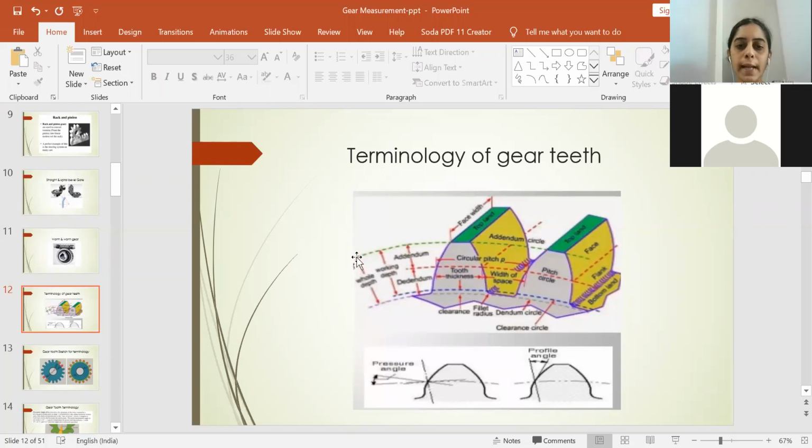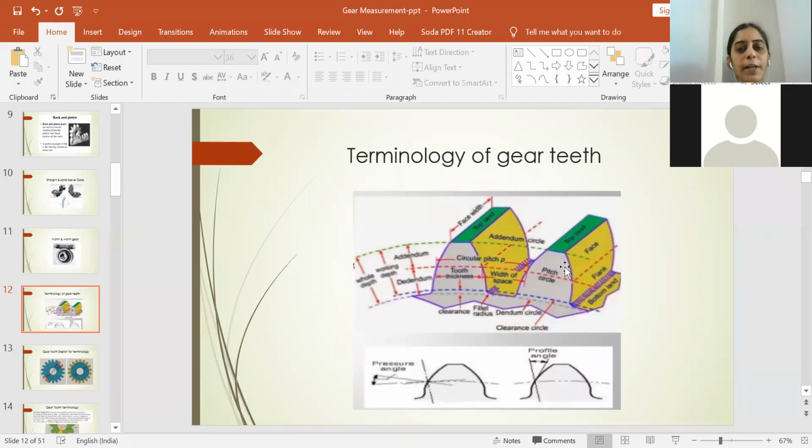So the whole depth will be equal to the distance from the top of the tooth to the clearance value. And when we come to the working depth of the tooth, it will not consider the clearance value. It will be just from the top of the tooth to the bottom of the tooth. We will be neglecting the clearance value in this case.